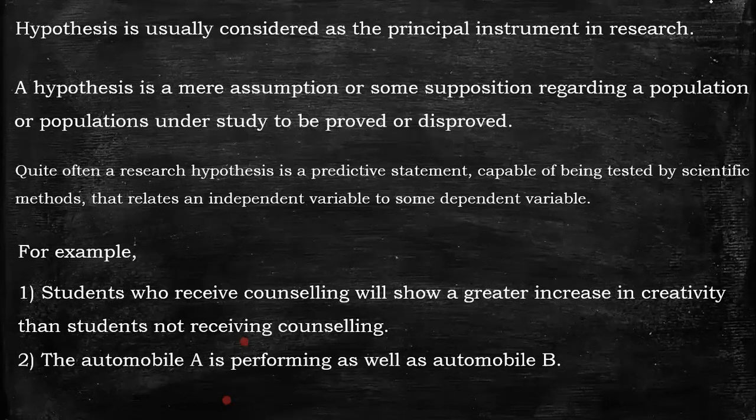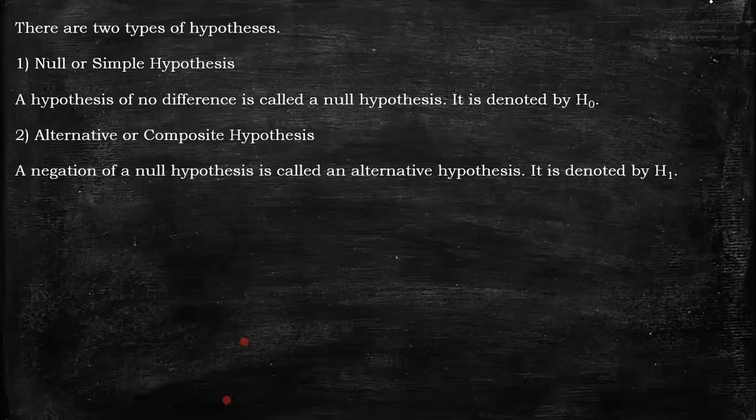Similarly, another example: automobile A is performing as well as automobile B, meaning two company products are equally good. Then next, there are two types of hypothesis, null or simple hypothesis. It is a simple statement, generally denoted by H naught. H naught, the null hypothesis.